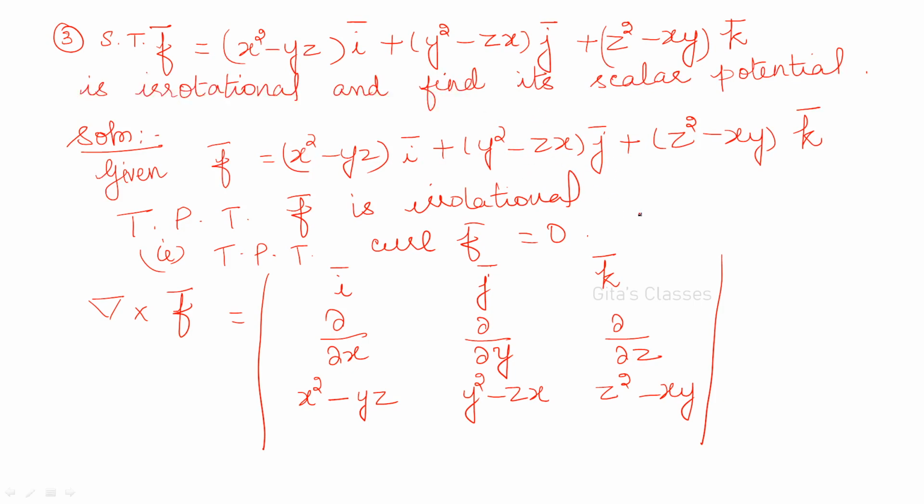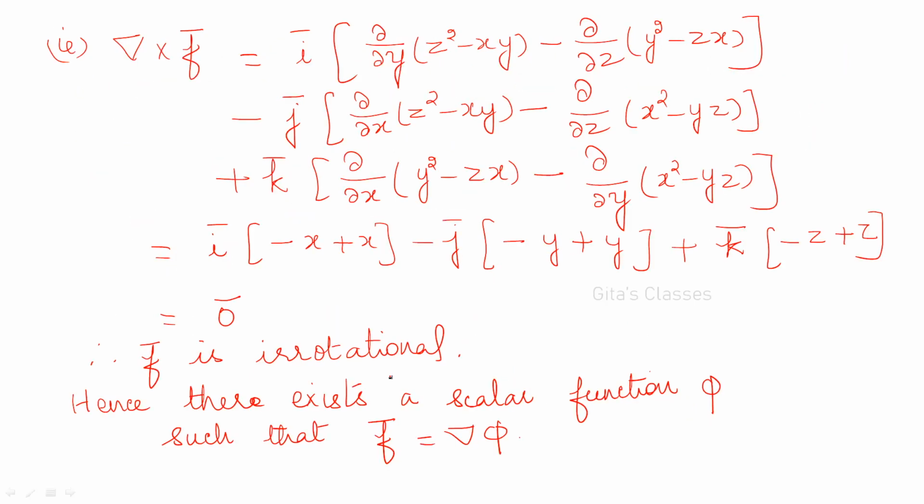I told you already, if it is irrotational, definitely you can write f bar as del phi, and we have to find out the function phi. So first let us prove that it is irrotational. Irrotational means we have to prove that del cross f is equal to 0. With a similar method to what we did in the previous problem, in the same way if we proceed, we can prove that del cross f is equal to 0.